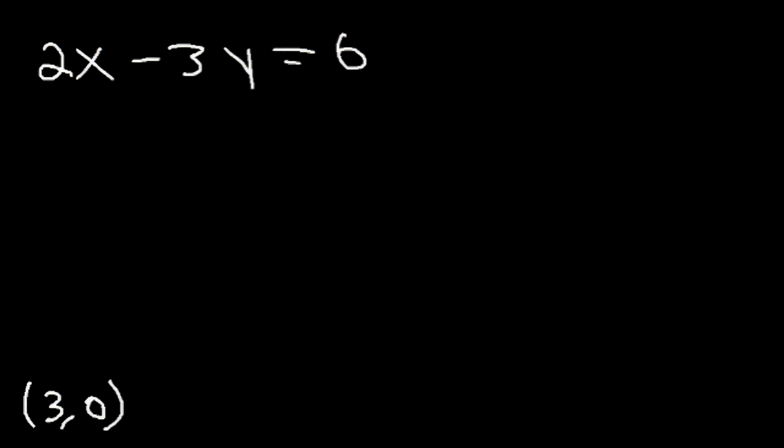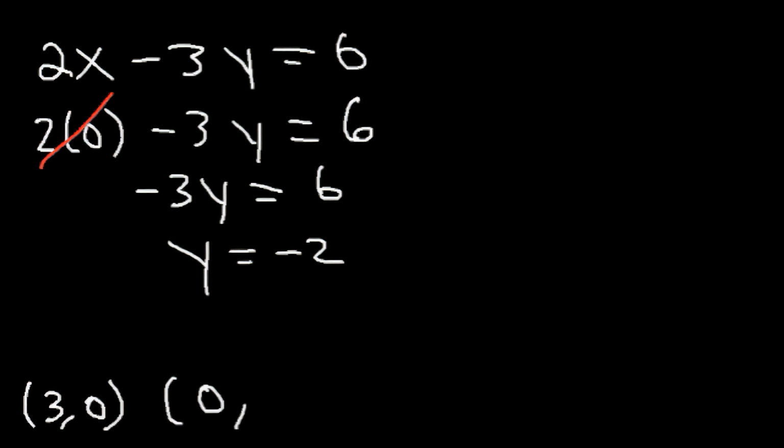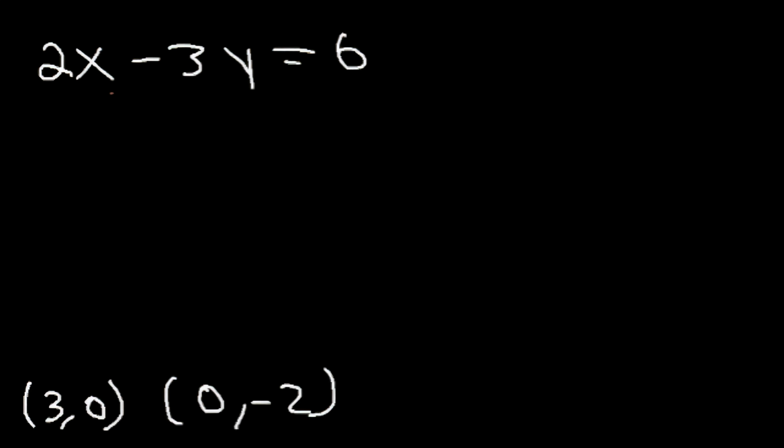Next, let's find the y-intercept. To find the y-intercept, substitute 0 for x. So therefore, this disappears. So negative 3y is equal to 6. 6 divided by negative 3 is negative 2. So we have the y-intercept of 0, negative 2. Now we can plot those 2 points and connect them with a straight line.